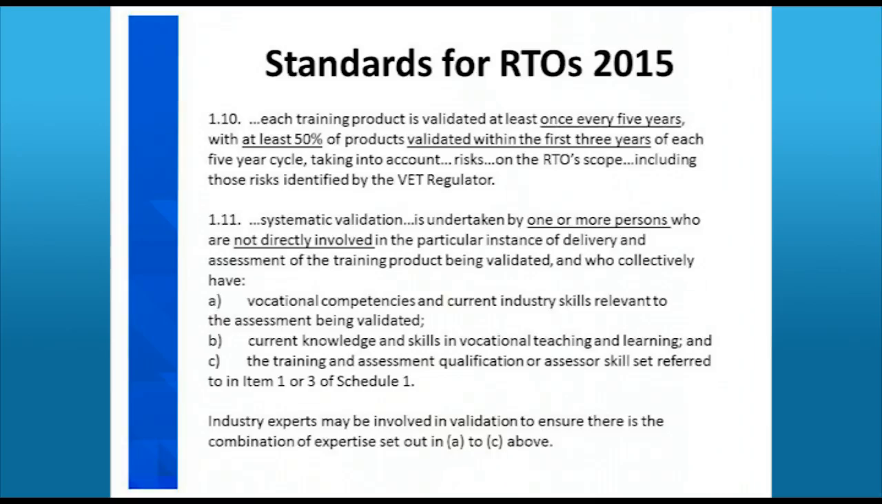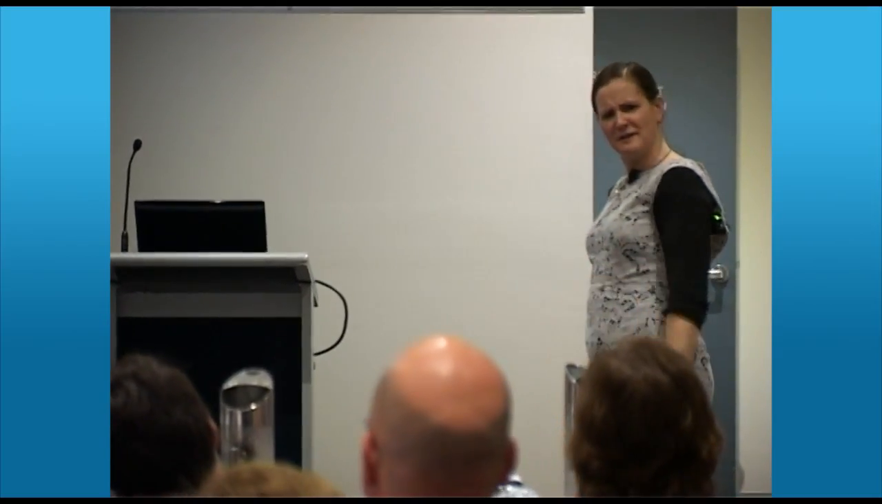So 1.10 talks about each training product, and when I first started to read this, I thought, what is a training product? What do they mean? A training product is a unit of competency or a competency standard. So it's not necessarily a qualification, because some RTOs don't have qualifications on their scope. What were you going to say? Isn't that now going to start confusing the terminology? Oh, training packages, do you think?